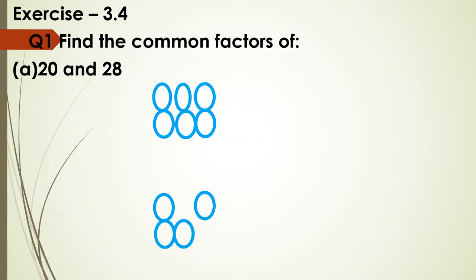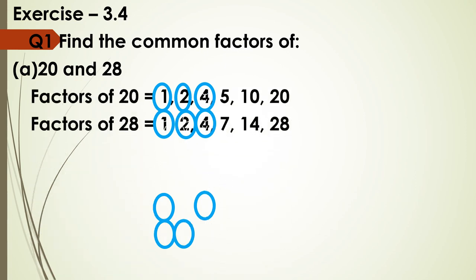See question number 1. Find the common factors of. Here I have not shown how to find out the factors because in first question of exercise 3.1 I have shown you all the factors, how to make the factors. So I have here written directly the factors. Factors of 20: 1, 2, 4, 5, 10 and 20. Factors of 28: 1, 2, 4, 7, 14 and 28.